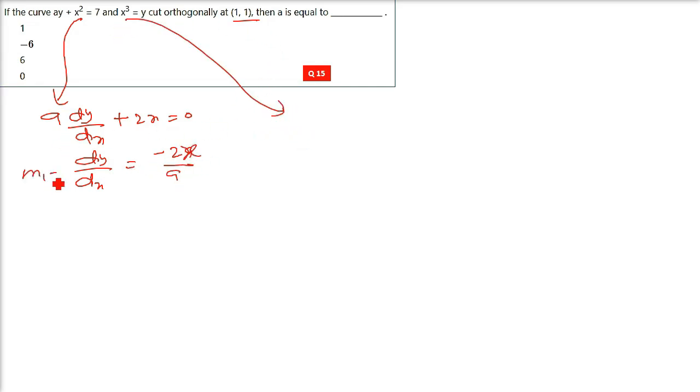The other one, again same thing. So it will be 3x square is equal to dy by dx. So this is m1 and this is m2. Now multiply this m1 and m2. What do you get? It is (1, 1). The point is already given. So just replace x as 1 and y as 1.